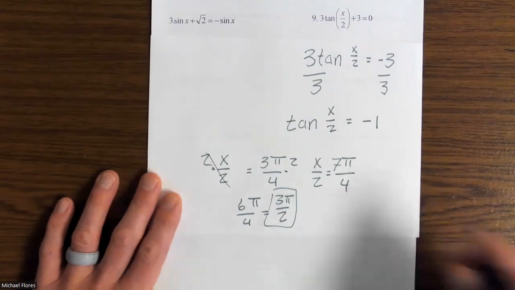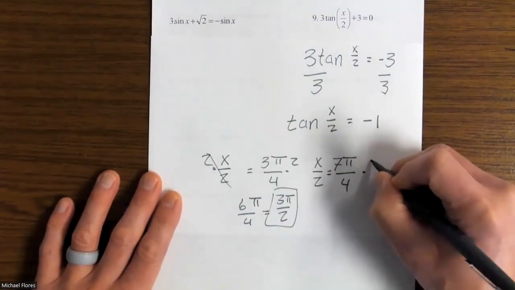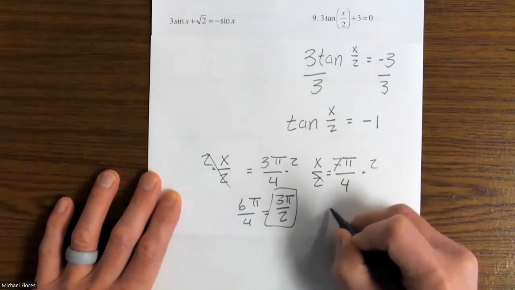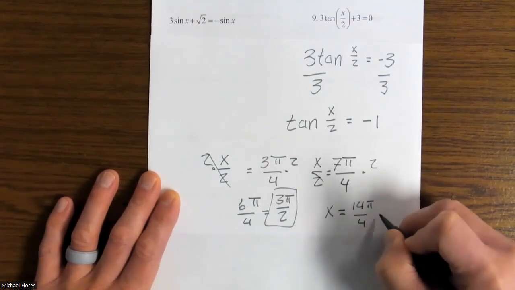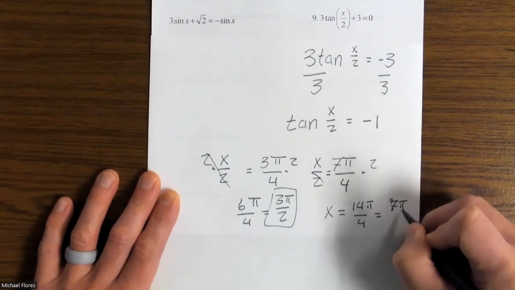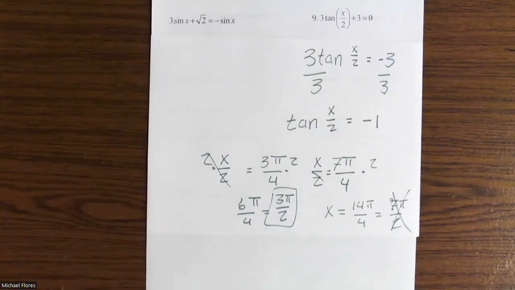There's your answer. And then over here, if we multiply both sides of this equation by 2, we get x equals 14 pi over 4, which is 7 pi over 2. Yes, that is the answer we got, but it's not going to be a solution to this problem because 7 pi over 2 is greater than 2 pi. It only wants answers from 0 to 2 pi. So your only answer here is 3 pi over 2.